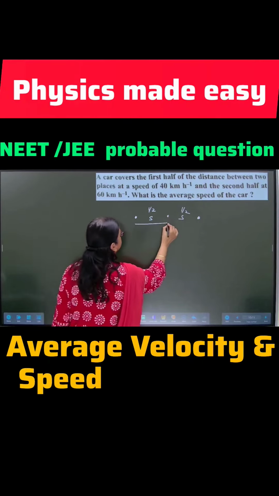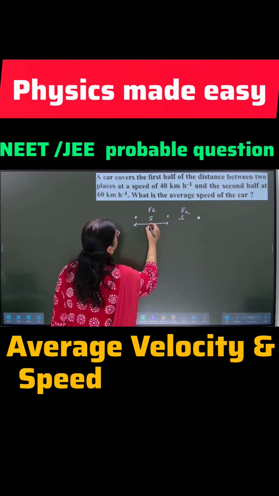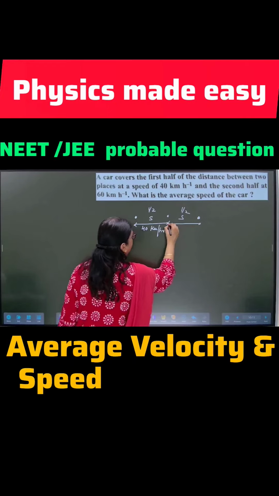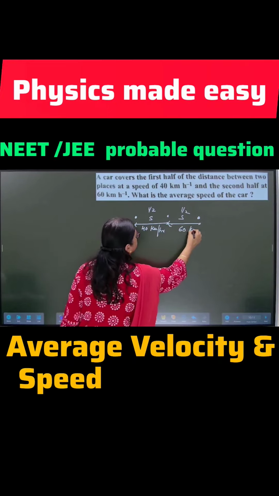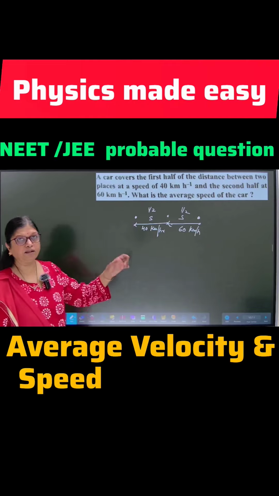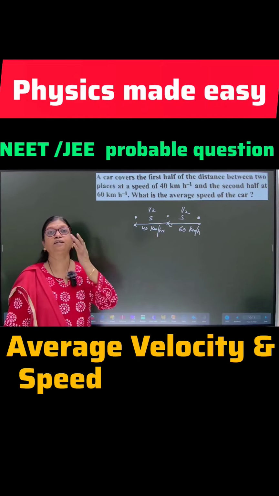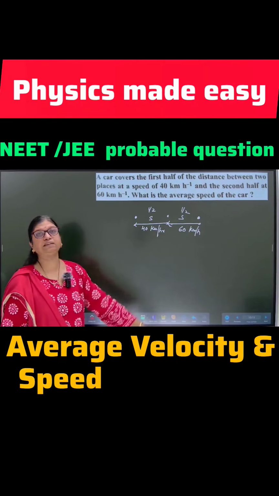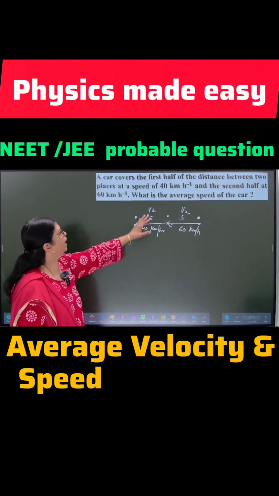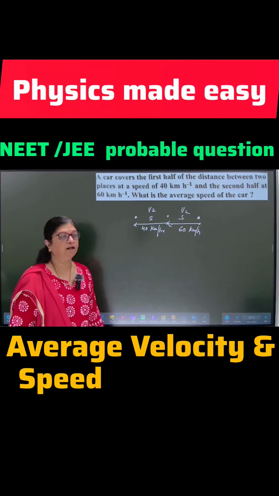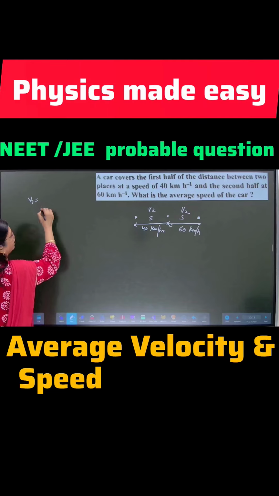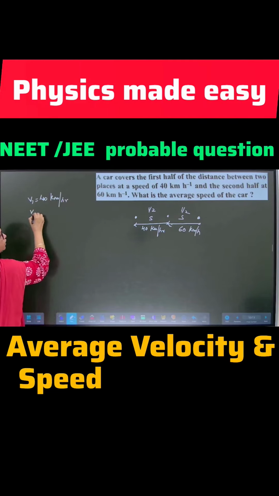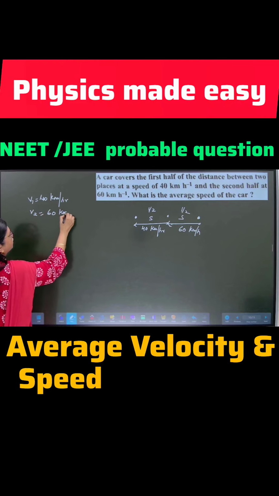Now in this much distance the speed was 40 kilometers per hour, and in this much distance, the next half, the speed was 60 kilometers per hour. Now here, if you remember when I taught you the theory in the previous video, when distances are same and velocities are different, we directly write down the average velocity formula. So let us write V1 is equal to 40 kilometers per hour, V2 is equal to 60 kilometers per hour for the second half.